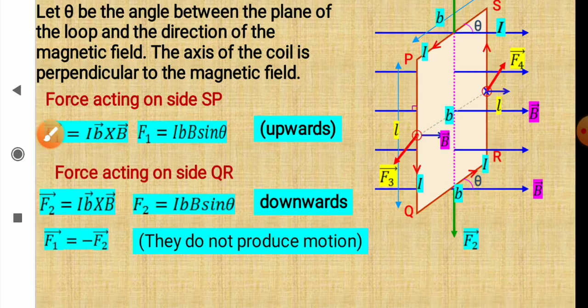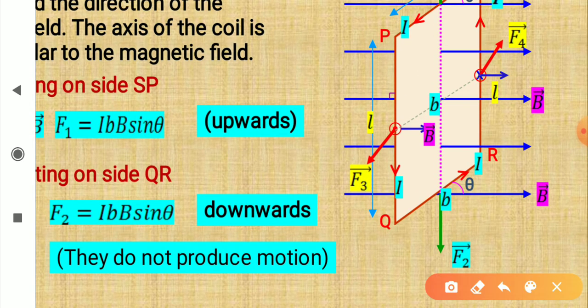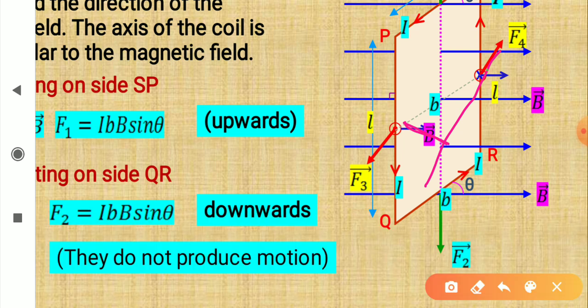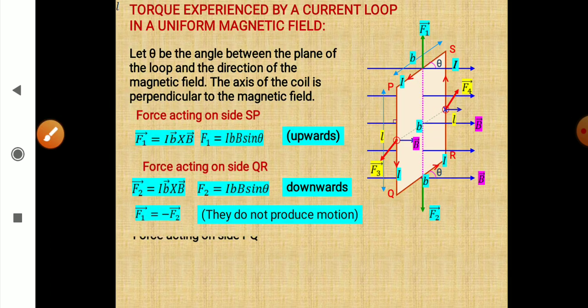And if we try to produce it backwards, then the perpendicular distance between these two forces is this one, as you can see, right? I can choose another color here. See, if I try to produce it backwards, then the distance between the two forces is this one. So you can see that F3 and F4 have different line of action. So they will not cancel out each other. Rather, they will produce a torque.